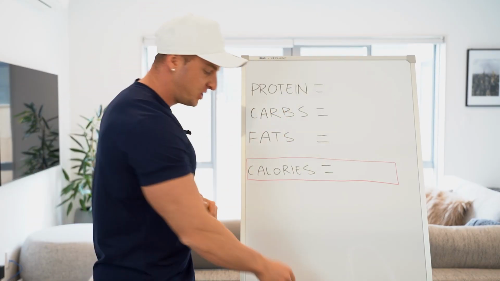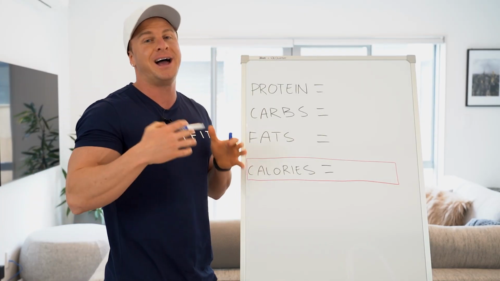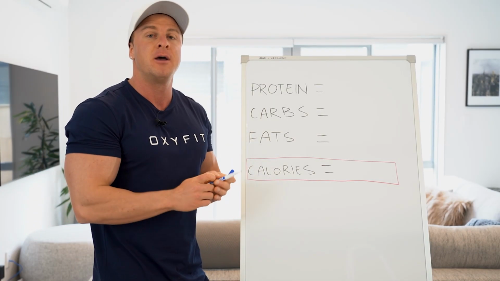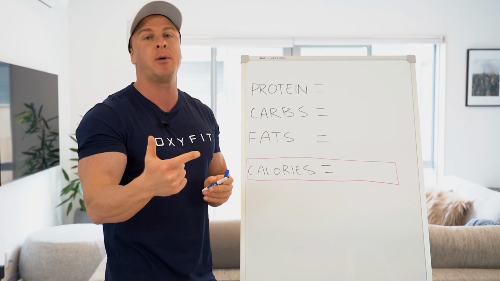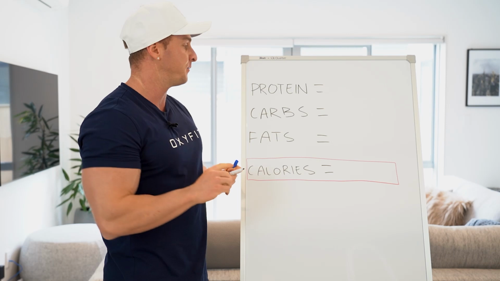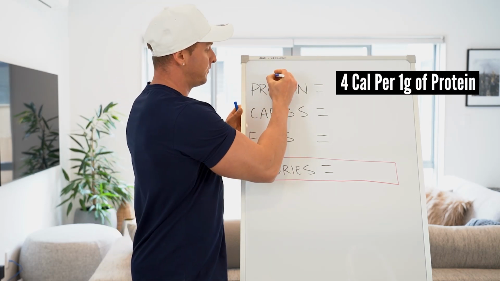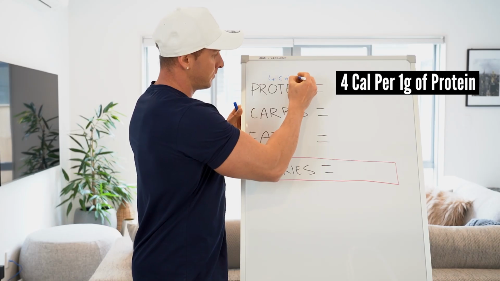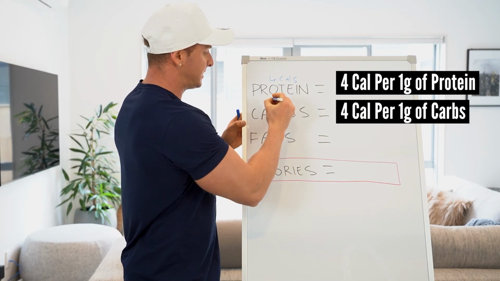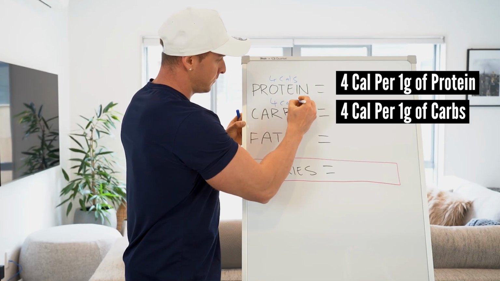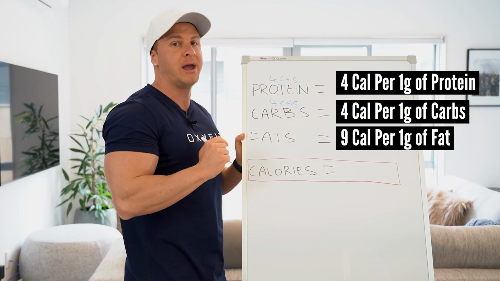Now first off, just to get started, I want to give everyone a brief overview so you can understand macros and what they are. Macros are macronutrients, which is your protein, your carbohydrates, and your fats. There are 4 calories per 1 gram of protein, 4 calories per 1 gram of carbohydrate, and 9 calories per 1 gram of fat.